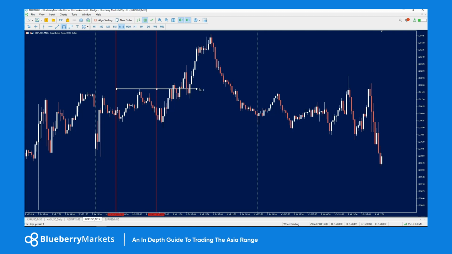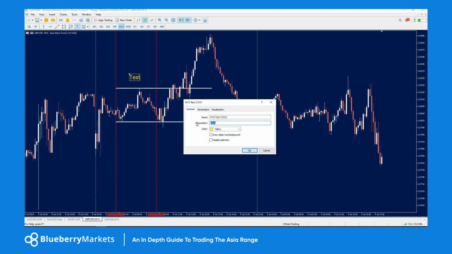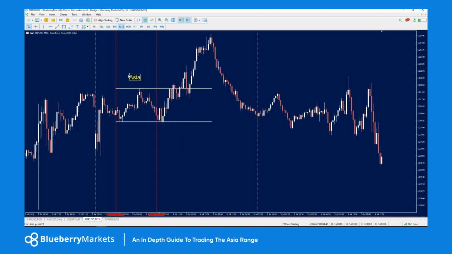And what I look to do then is map out the high of the Asia range, just using a box tool or horizontal line tool, and then I look for the low of the Asia range, okay? And this allows me to understand how the market has been trading within the Asia session. So this is the Asia session in here, okay? And that's all I'm looking to do. I'm looking to see how the market has shaped up within that area, okay?